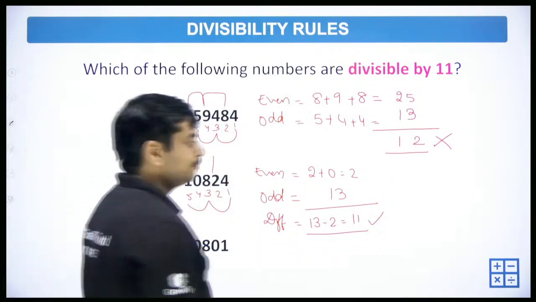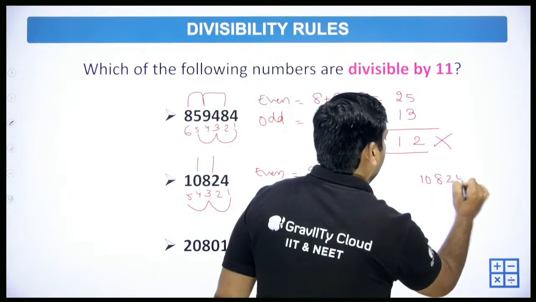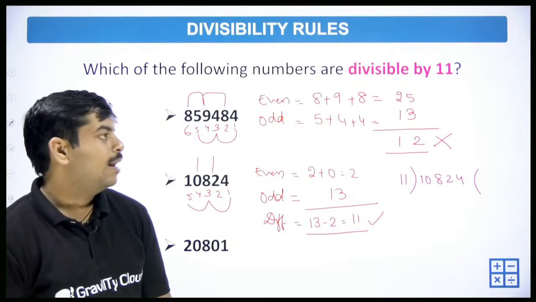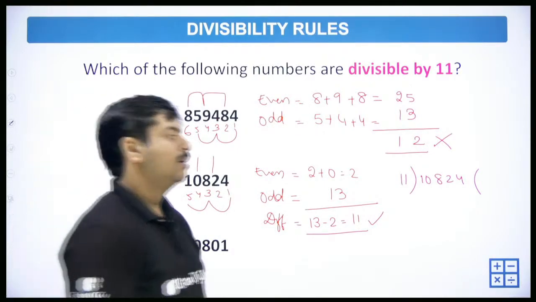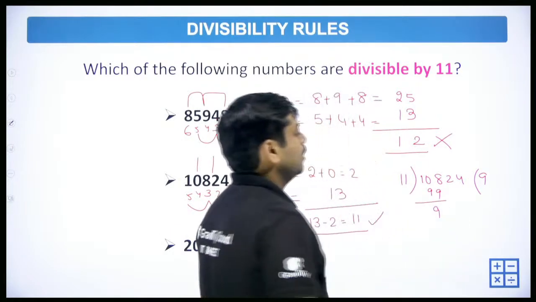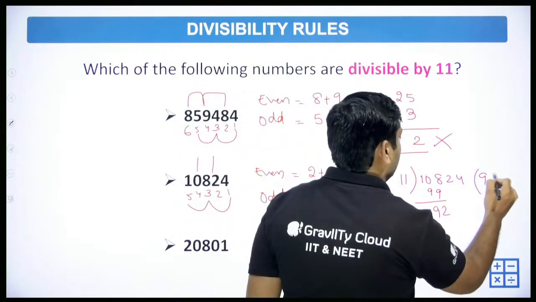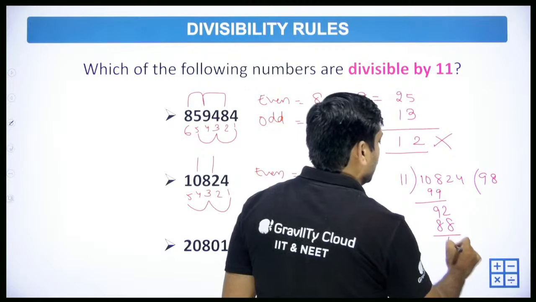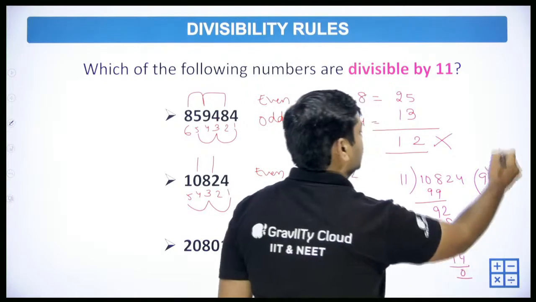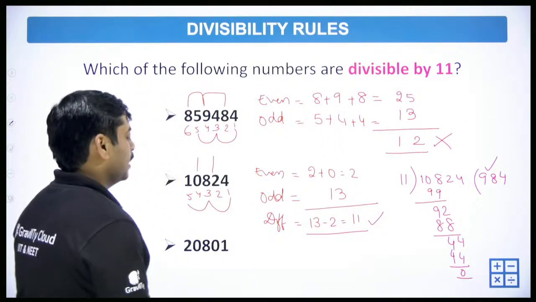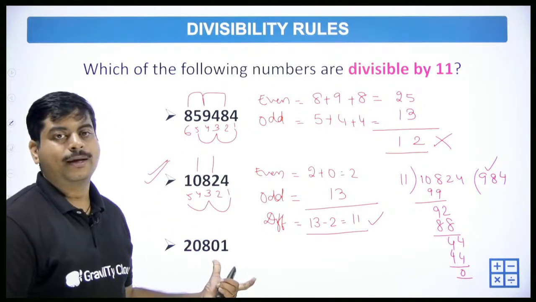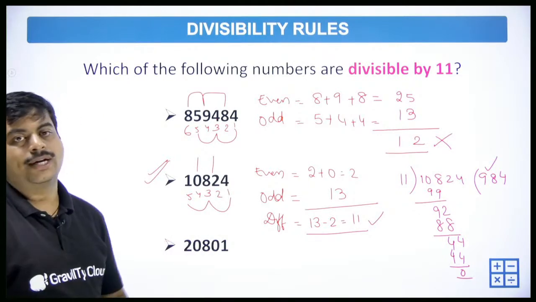Let us check that. 10824. 11 ones, 11 we cannot. We need to go for 11 nines maybe. 11 nines, how much is that? 99. 11 nines are 99, so we're left with again 9. Then 2 will come. 11 eights are 88, then we are left with 4. And this 4 will come down. 11 fours are 44, and we got the balance 0. Yes, it is divisible. So 984, it is divisible by 11. The same way you can also check for 20801.